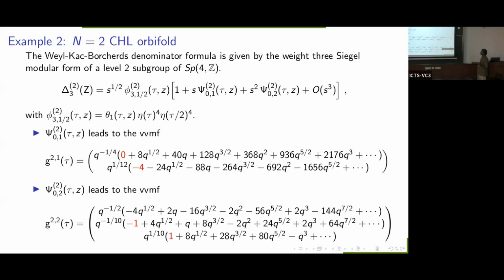Now let's look at n equal to 2 CHL orbifold. Here the denominator for the Borcherds extension is theta 1 times eta of tau to the power 4, eta of tau by 2 to the power 4. And now there will be m equal to 1 and m equal to 2 sets of g's. This is rank 2, this is rank 3. All are modular forms of this group.